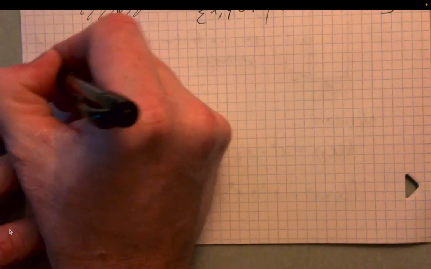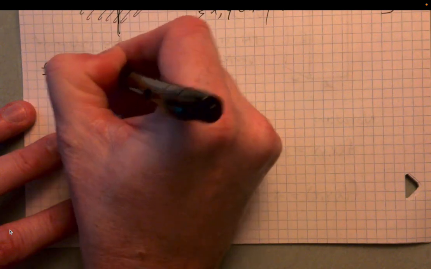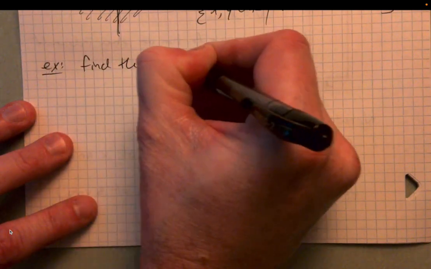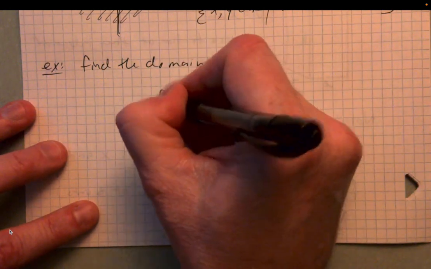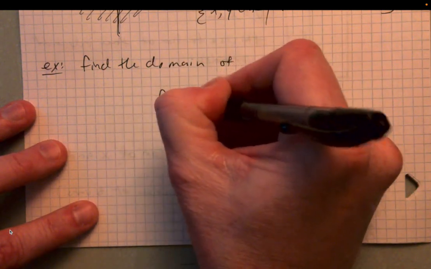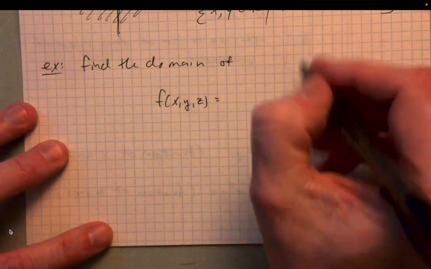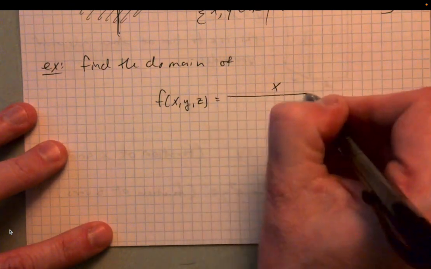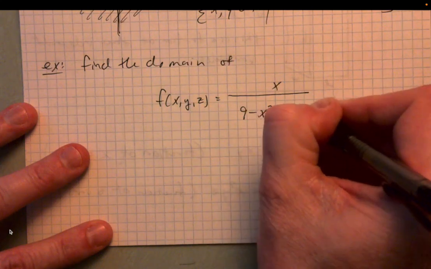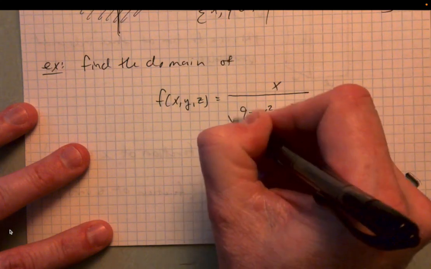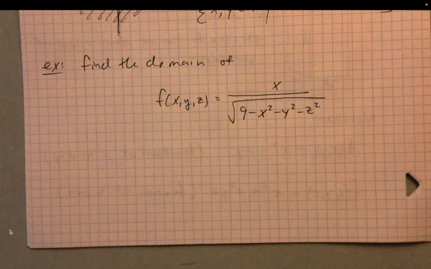What about this one? Find the domain of, and we'll write this as f of x, y, and z, and that needs to be equal to x divided by the square root of 9 minus x squared minus y squared minus z squared. Right? So it looks quite a bit different.